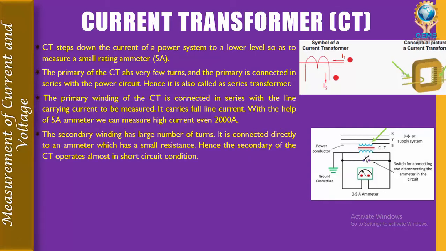It is possible to measure a low range current value of 5 amperes as well as a high current value of 2000 amperes. The secondary winding has a large number of turns. You can see in the diagram it has a large number of turns. It is connected directly to the ammeter with a small resistance. Hence the secondary of the current transformer operates almost in short circuit condition.